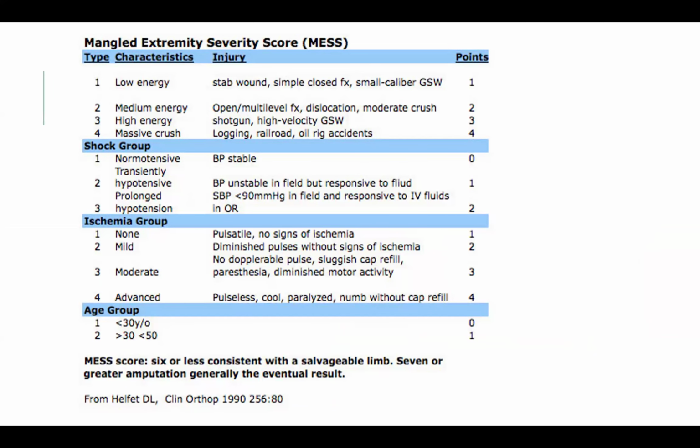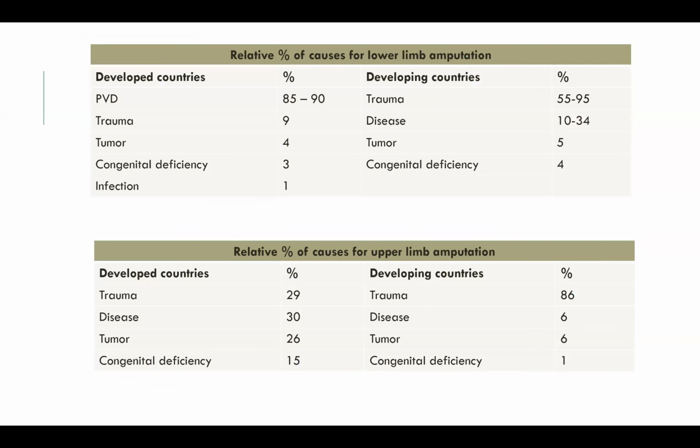Another indication is trauma, in which we use the mangled extremity score. Based on the score, if it is greater than 6, then amputation is required. Coming to causes, in developed countries, the most common cause of lower limb amputation is PVD, while in developing countries, it is trauma followed by disease. In upper limb amputation, the most common cause in developed countries is trauma and disease. In developing countries, it is mostly due to trauma.